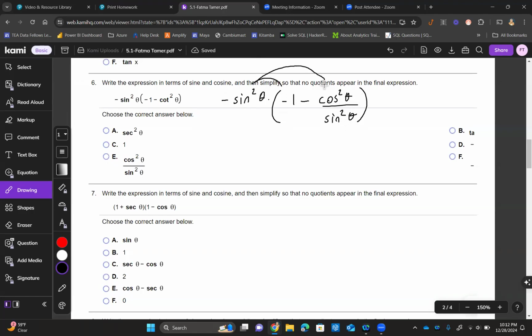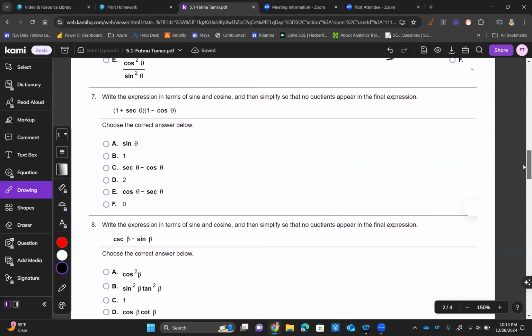Now I can do the distribution property. Negative sine squared theta and negative 1, when I multiply it, it's just positive sine squared theta. And then negative times negative is again positive, but sine squared theta is going to cancel the bottom squared theta, and I'm just going to get cosine squared theta when I distribute this. Now, this will just simplify to a 1 because this is called the Pythagorean identity. Sine squared plus cosine squared is always equal to a 1. It doesn't matter what the angle is.